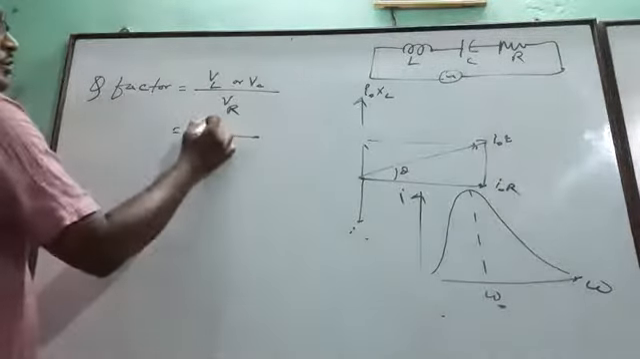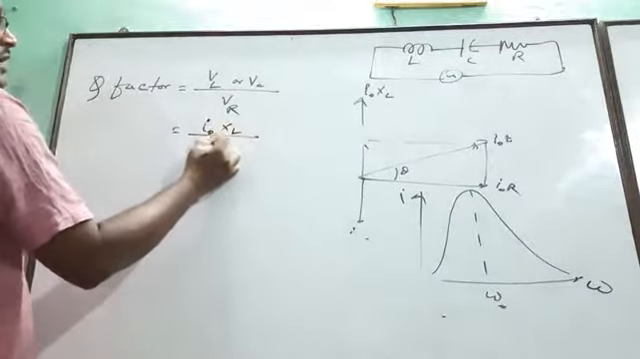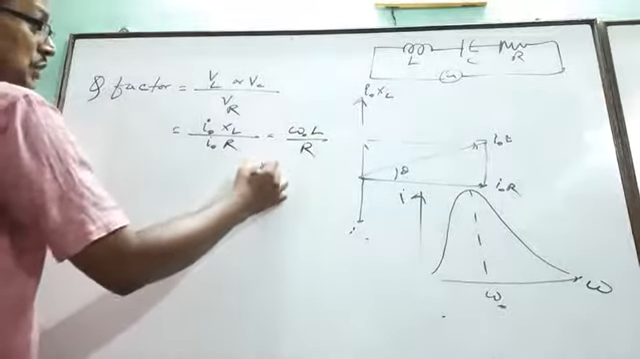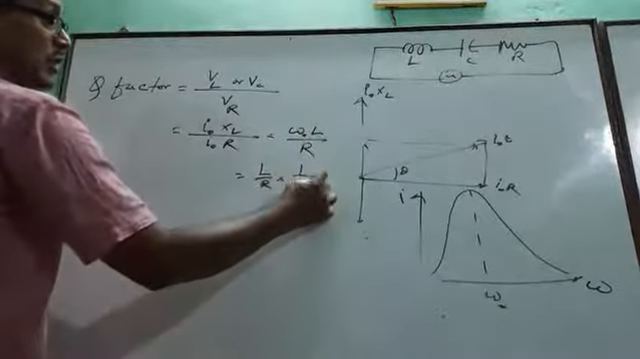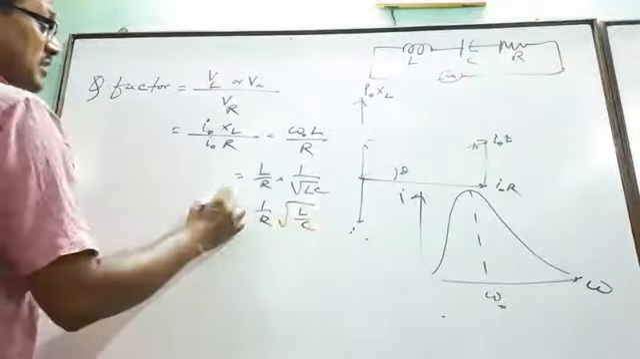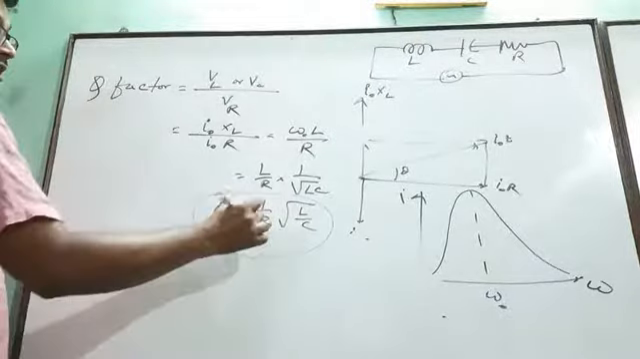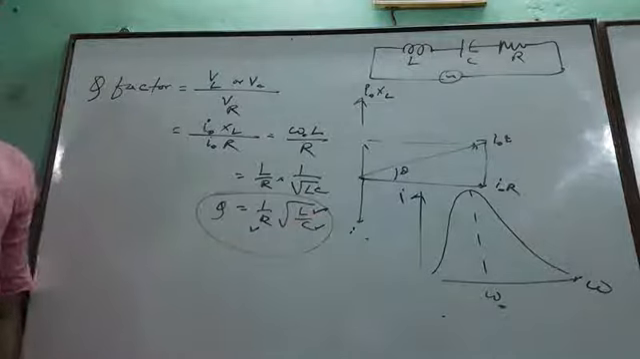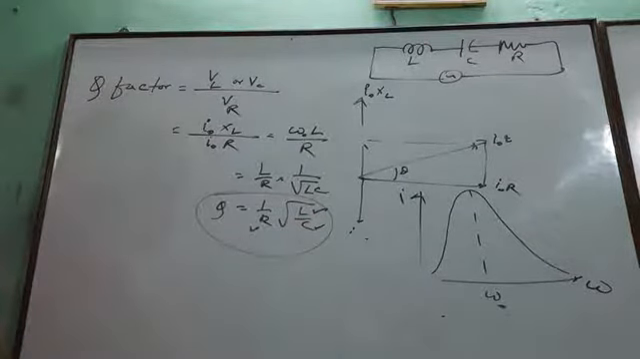So here we can put I naught XL over I naught R, that is omega naught L by R. Omega naught is 1 by root of LC, so we can write 1 by R times root of L by C. So the Q factor contains the values of resistance, inductance and capacitance. So this is applicable in the case of the resonance circuit only.